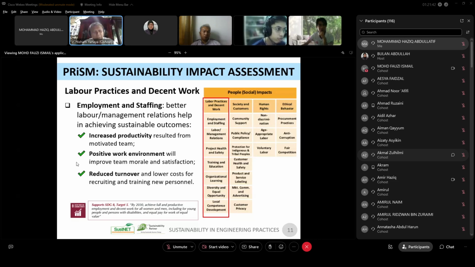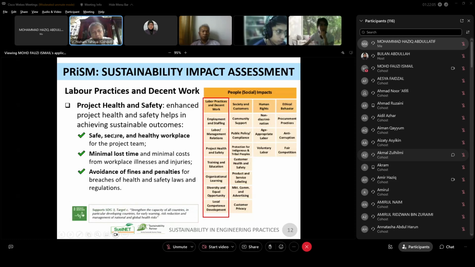It's not rocket science, nor something that is not achievable. It's something where you just need to be able to talk to them to make sure that you create a positive work environment, which is doable for a young engineer or fresh engineer like you in the industry. Okay, next slide, please.